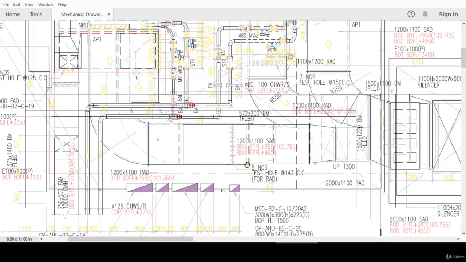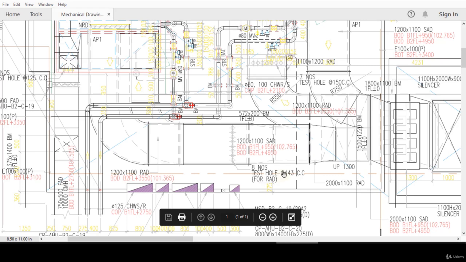Oh yeah, and why are there a lot of these test holes? All these test holes are for measurements of flow rate. Let's say you want to do some maintenance and servicing, and you want to check the flow rate against the sensor reading. That's where you are going to use the test hole, a small opening that you can open up and put your pitot tube in to measure the airflow rate and the pressure.